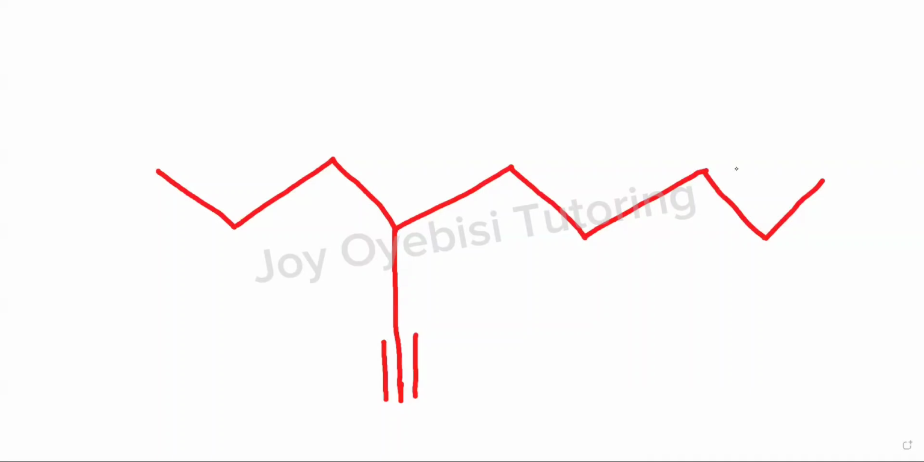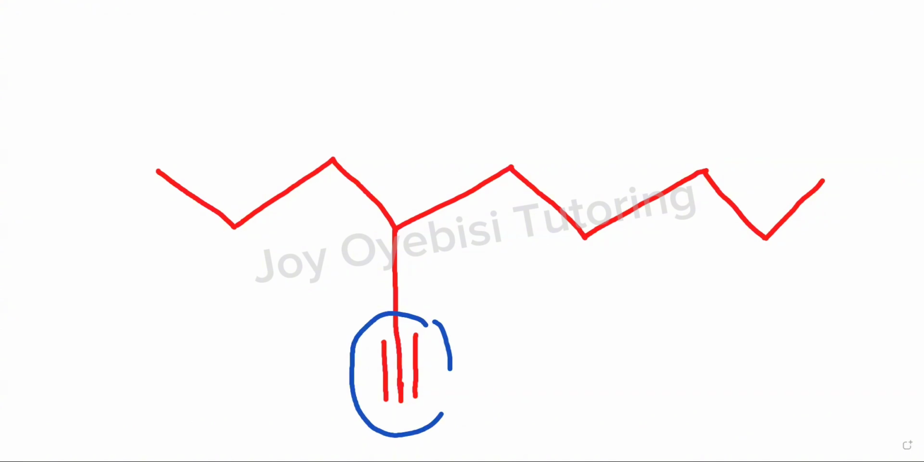Let's name this compound. If you're given a compound like this and you're asked to name it, the first thing you do is to identify the longest continuous carbon chain that includes the functional group. So the functional group here is the triple bond, which is this. Now we know where the functional group is.